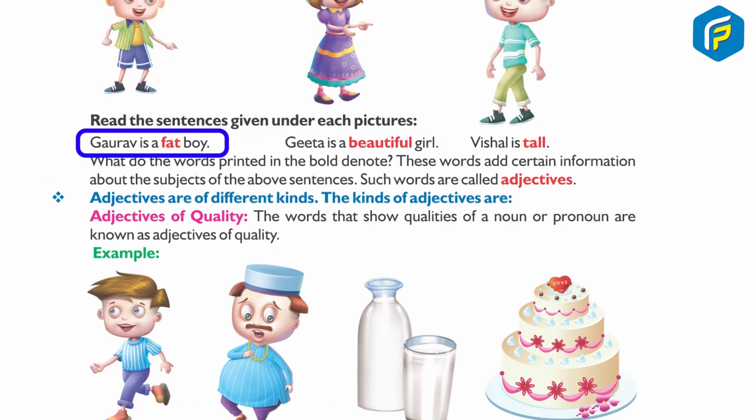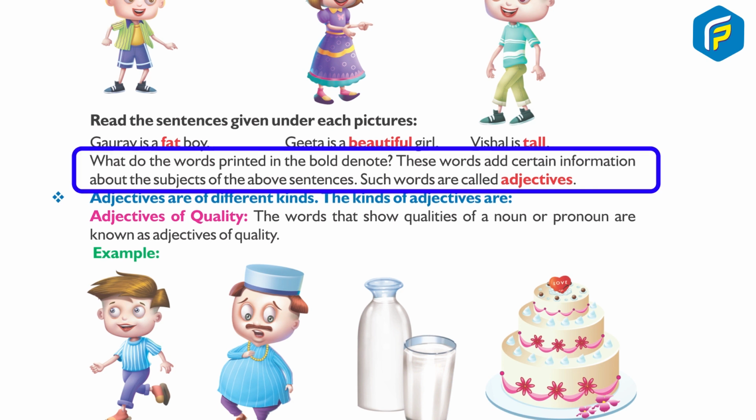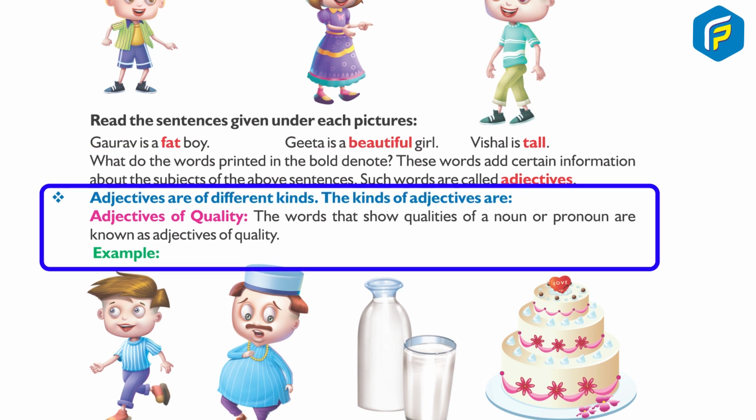Gaurav is a fat boy. Geeta is a beautiful girl. Vishal is tall. What do the words printed in bold denote? These words add certain information about the subjects of the above sentences. Such words are called adjectives. Adjectives are of different kinds.